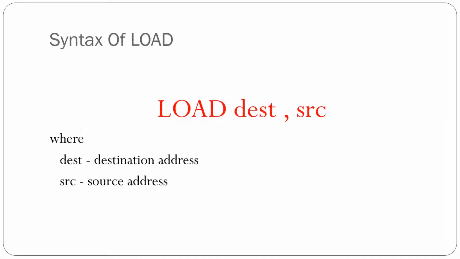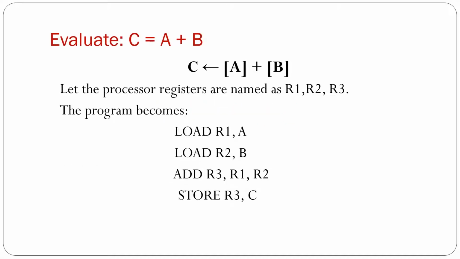The syntax of load is given as load dest src, where dest is the destination address, that is the destination processor register, and src is the source address, that is the memory location. For example, evaluate c equals a plus b. All the three variables are stored in different memory locations. The operation to execute this instruction is a plus b moves to c.